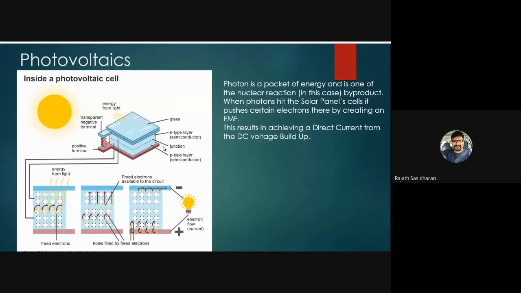Photon is a packet of energy, as you all know, and it is just a byproduct of a nuclear reaction, right? So that photon encompasses the electromagnetic radiation, out of which we can see a small portion, that's the visible light. And when this light hits a PN semiconductor, it gets biased and it produces an EMF, right? So there it builds a DC voltage. From this DC voltage, we draw the current. That's the simple and basic mechanism associated with photovoltaics.